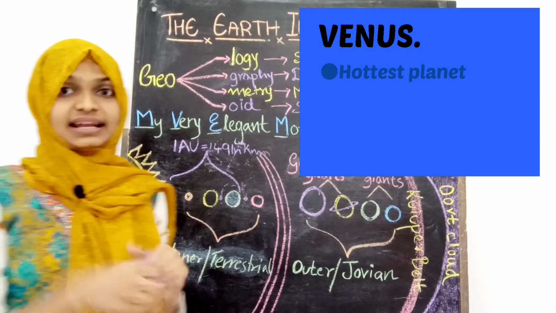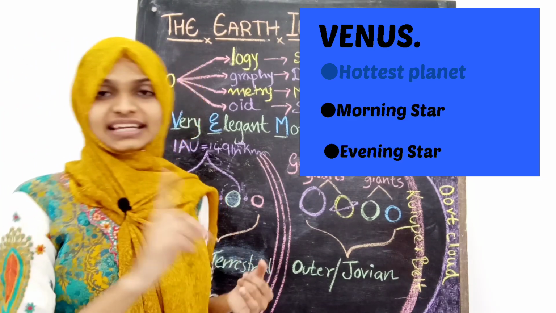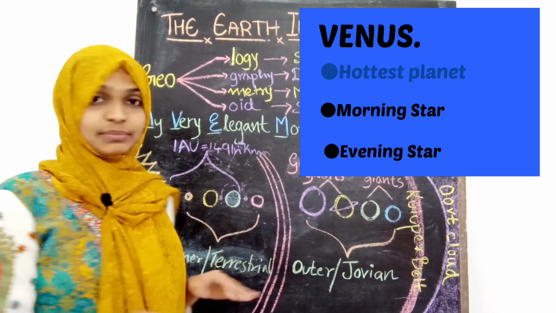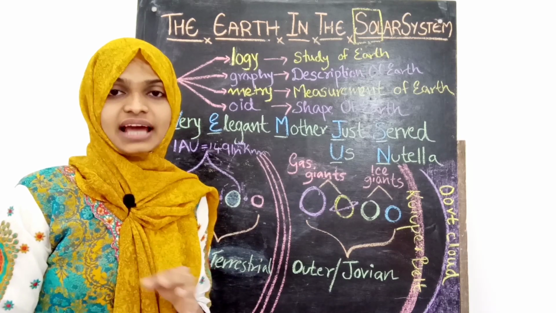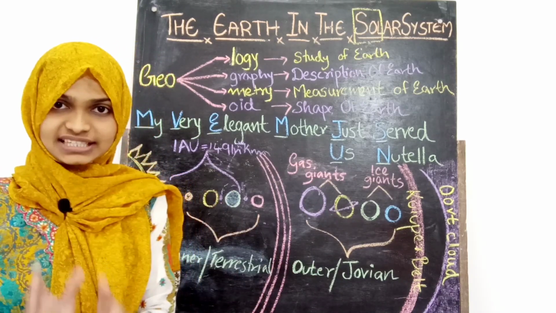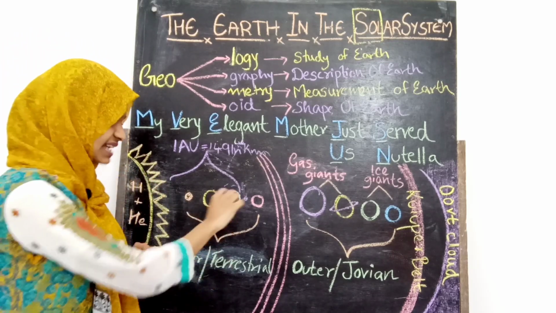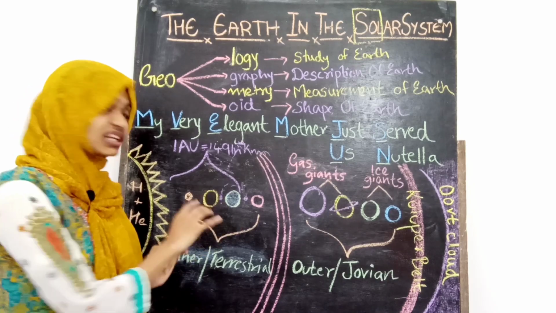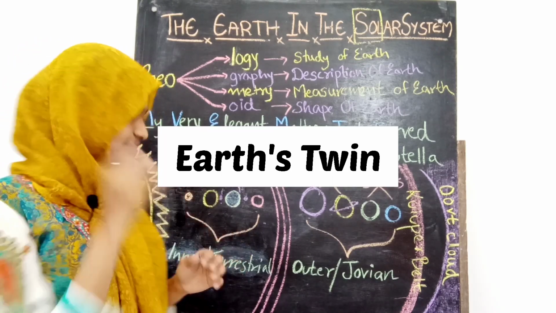Now, the Venus has another name, which is the brightest star and the morning star and the evening star. Venus can be seen at some part of the Earth in the morning and evening as a bright star. So, it is also known as the morning star and evening star. Now, Venus is also very similar in size and mass to the Earth. So, Venus is also known as the Earth's twin or the twin sister of Earth.